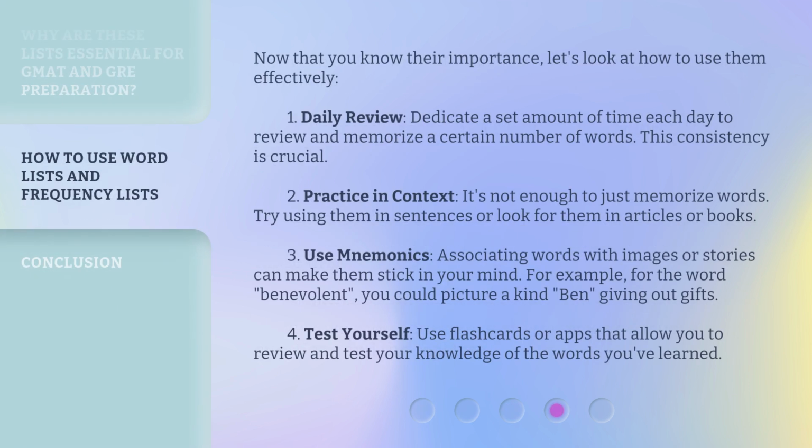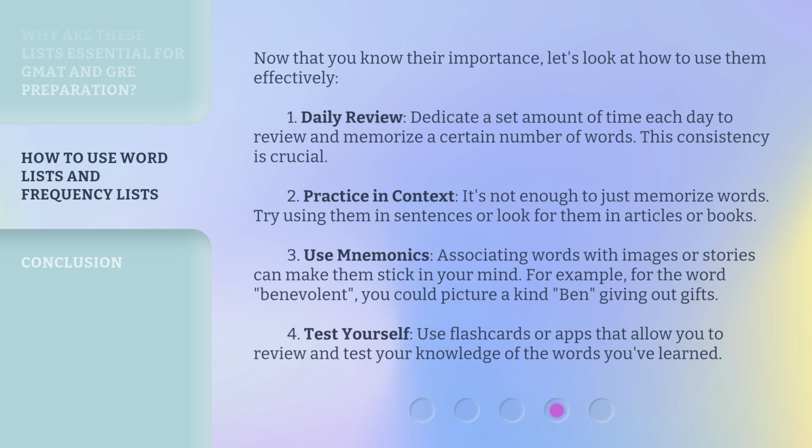Now that you know their importance, let's look at how to use them effectively. 1. Daily review. Dedicate a set amount of time each day to review and memorize a certain number of words. This consistency is crucial. 2. Practice in context. It's not enough to just memorize words. Try using them in sentences or look for them in articles or books.